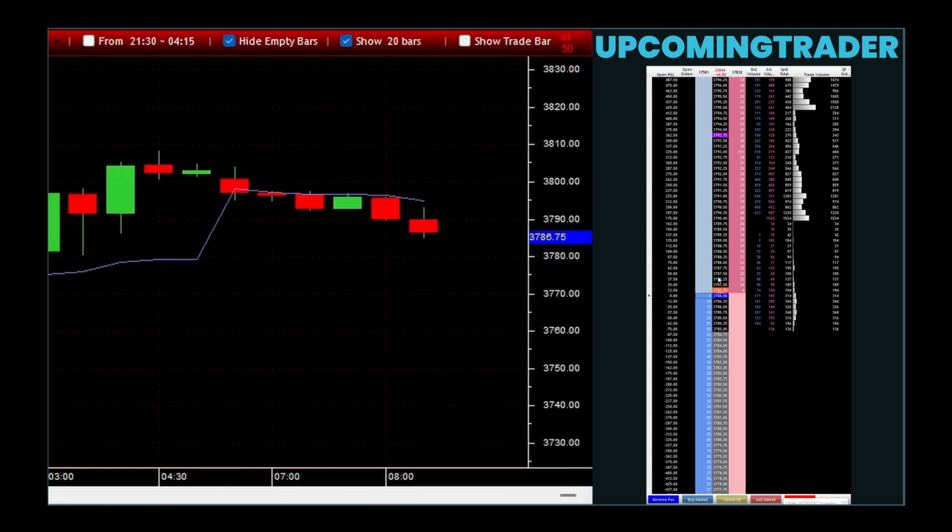One variation is the tweezer bottoms, which is essentially the inverse of tweezer tops. This pattern occurs at the bottom of a downtrend and signals a bullish reversal. It is identified by two consecutive candlesticks with nearly identical low points, showing strong support.